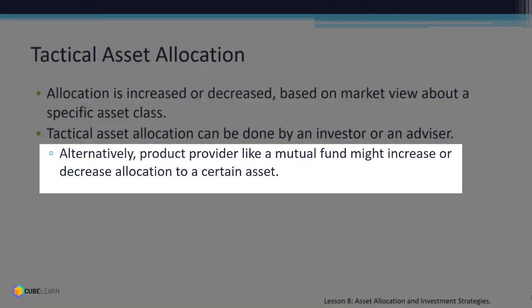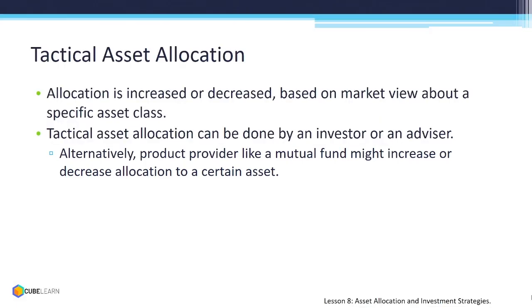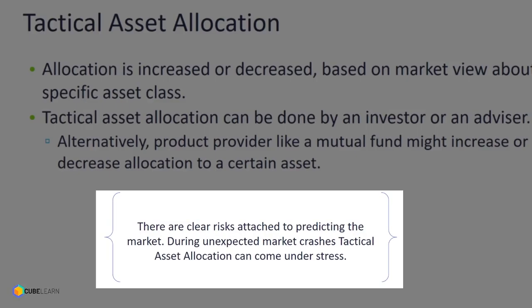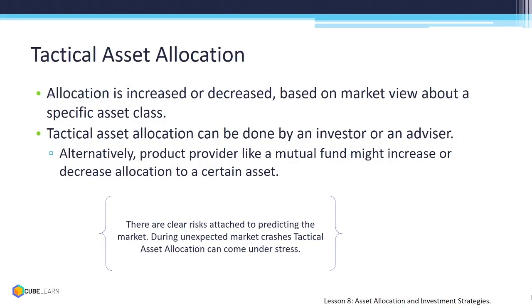A product provider like mutual fund might also increase or decrease allocation to a certain asset in a tactical asset allocation strategy. Tactical asset allocation can come under stress during market crash. Tactical asset allocation adds or reduces allocation to assets based on a view.